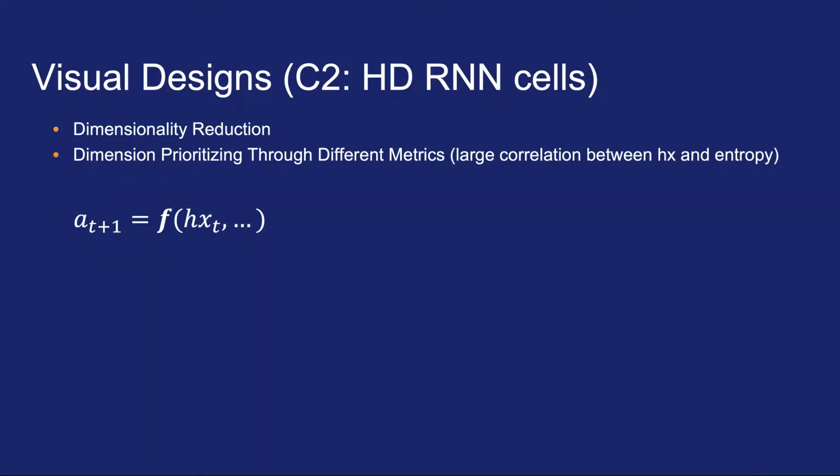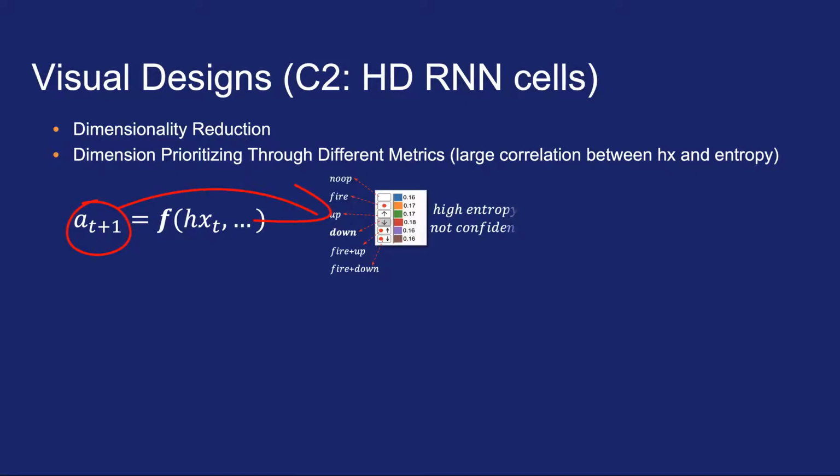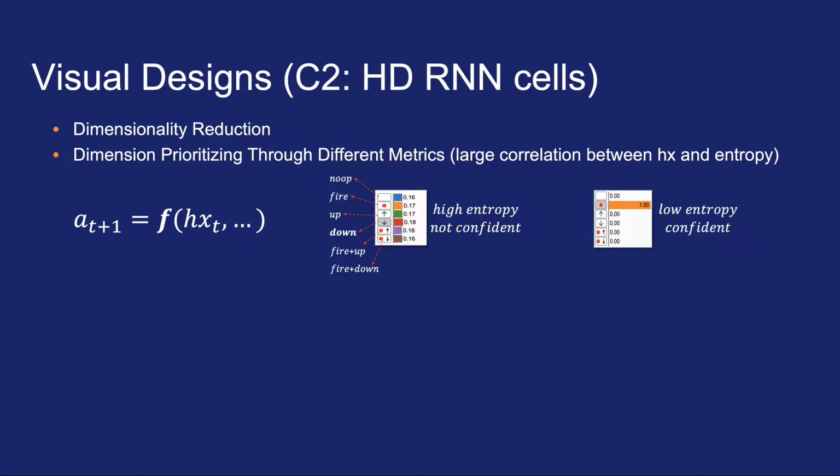Let's look at another example. The model's output at a step is a probability distribution of all actions. We can compute the entropy of this distribution to derive the confidence level of the agent. This figure shows the agent is very uncertain about what action to take, and the action distribution here has a large entropy. In contrast, in the red figure, the agent is very confident, and the entropy is small.